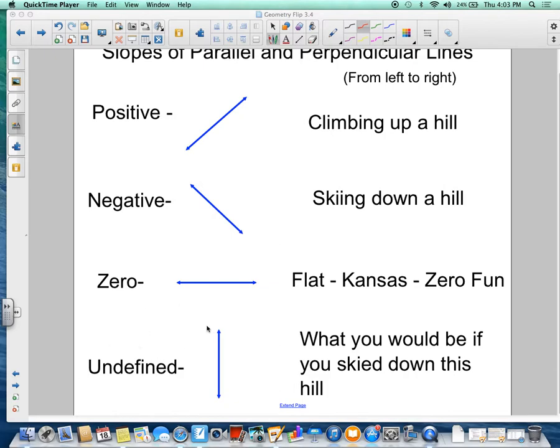And then the slope would be undefined if it's a vertical line, and this is what you would be if you ski down a hill that looked like this. You would be undefined. And we'll talk in a second about why that is mathematically true.